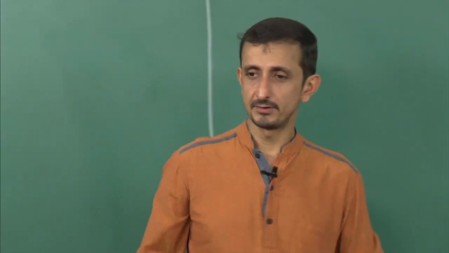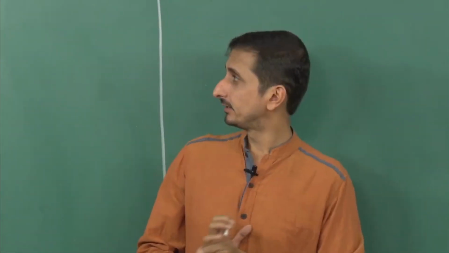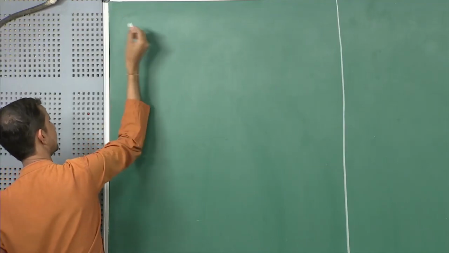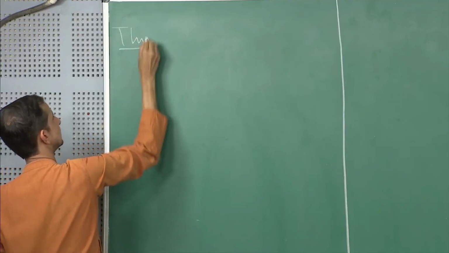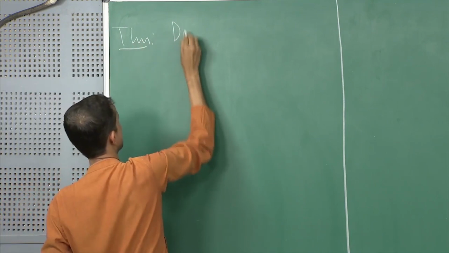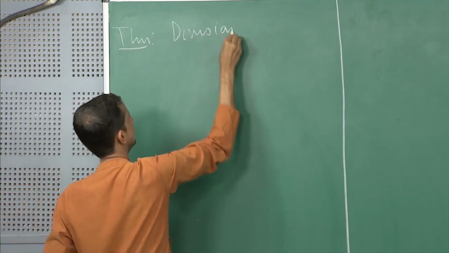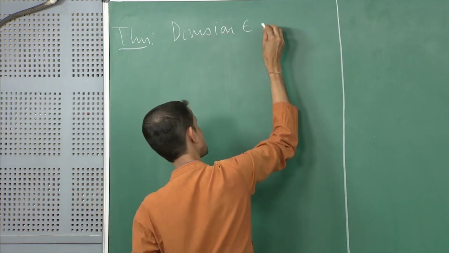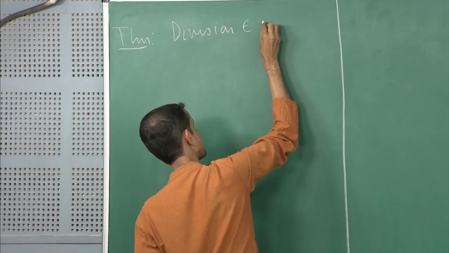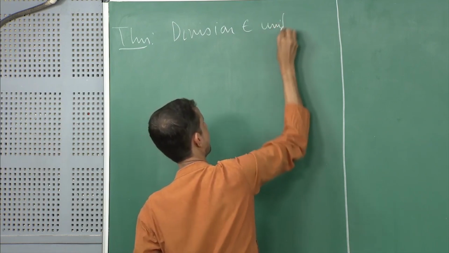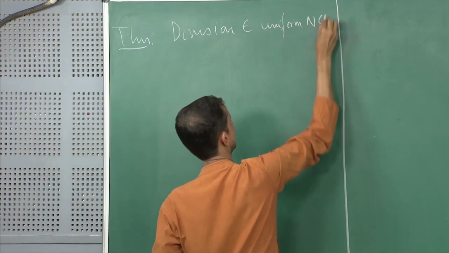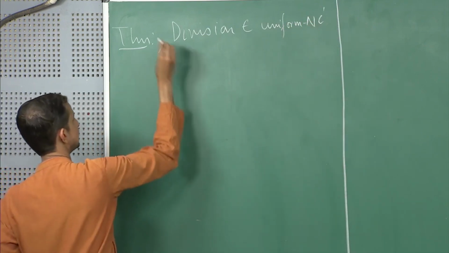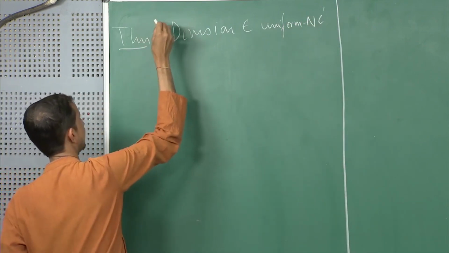Okay, so good morning everyone. So we are looking at this problem. So the problem that we want to solve is division in uniform NC1, and as I said, this is a result due to Cook, Beam and Hoover.